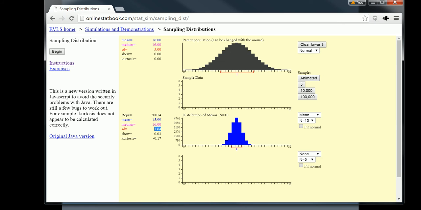So another way to think about the standard error of the mean is the standard deviation of the sample means around the population mean. So here we have 1.64 as the standard deviation of the sample means around the population mean. Now, if we use the formula which I showed you on the previous slide, we'll take the population standard deviation, which is 5, and divide it by the square root of n, which is 10.